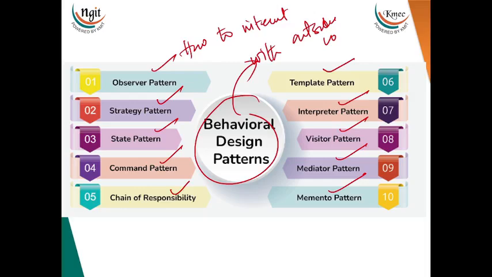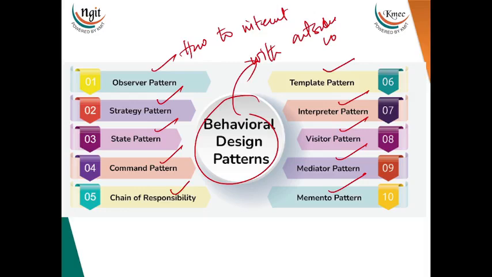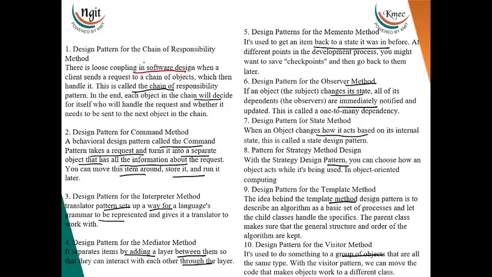What do you mean by design pattern? Design pattern for chain of responsibility method. For chain of responsibility method, we come to the fifth point. This is loosely coupled software design. When the client sends a request, the components are not connected properly. They are not responding to it. This is called chain of responsibility. You have to decide which one is to handle more requests and how they are going to do it. So in loosely coupled software, when the client sends a request to a chain of objects and one of them handles it, this is called chain of responsibility pattern. In the end, this object will do this part.